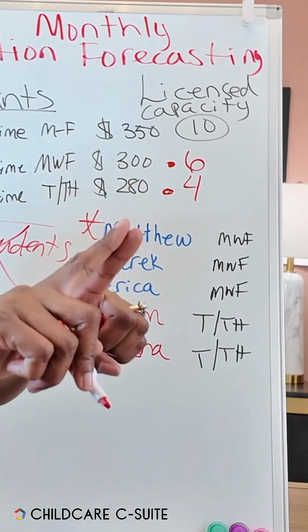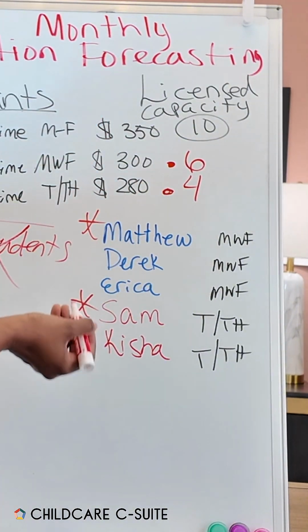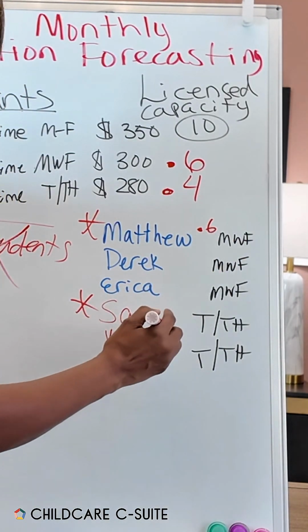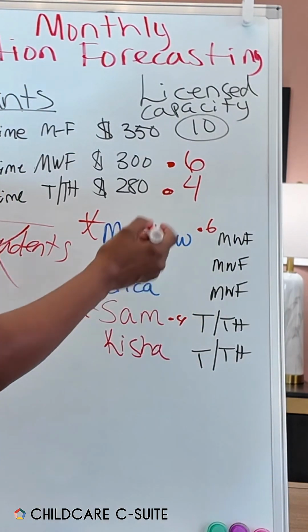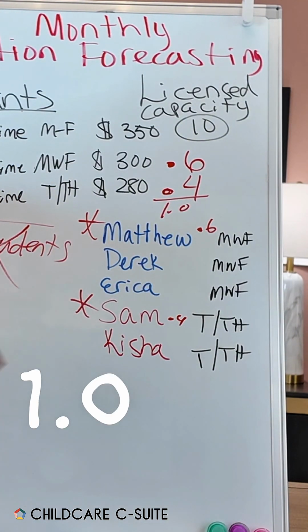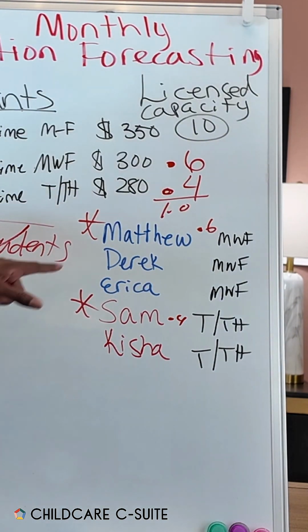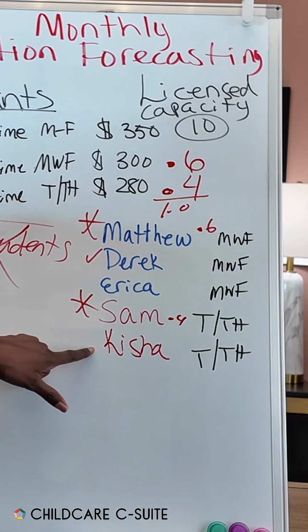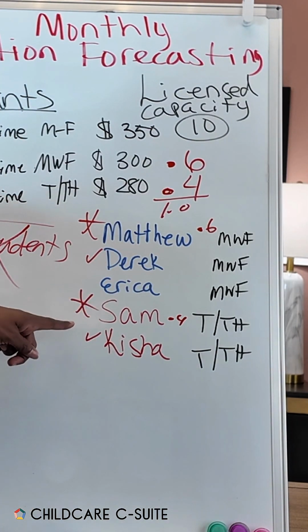The 2 of them equal 1 enrollment because Matthew is a 0.6 and Sam is a 0.4. When I add those together, that gives me a 1.0. So Matthew and Sam equals another tally mark. Derek, I'm going to put a check, is now a match with Keisha. So that gives me another full-time enrollment.